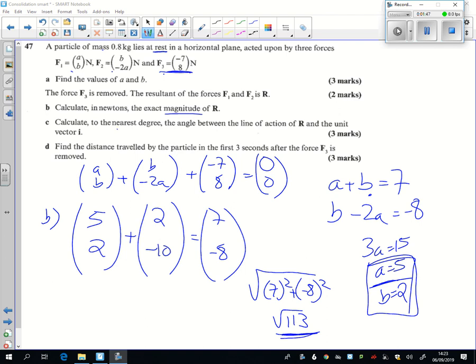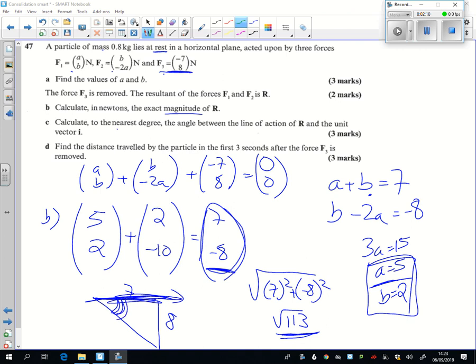Calculate to the nearest degree the angle between the line of action of R and the unit vector of i. What that means is, what angle does this thing here make? So that's 7 along and 8 down. What angle does that make with the direction of i, which is this direction here? So we're looking for this value here.